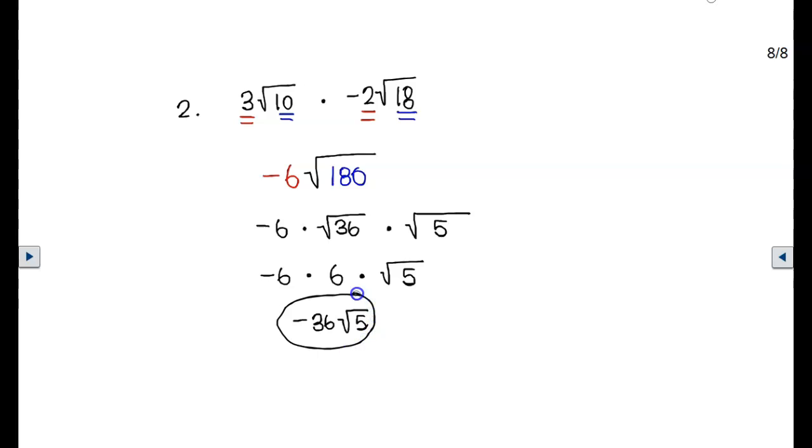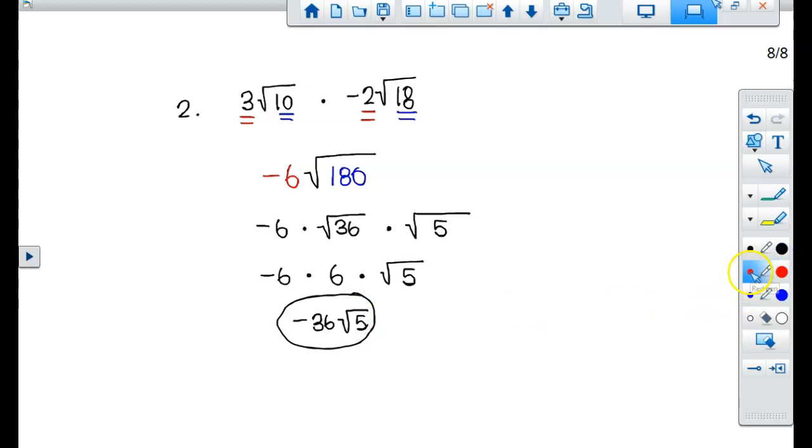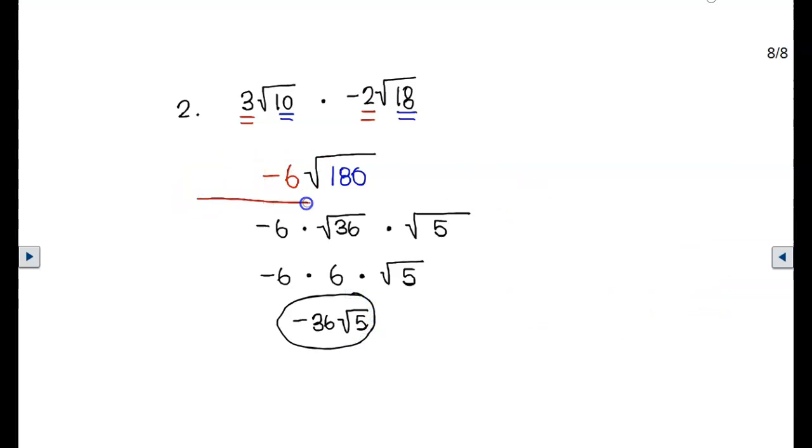So again here, just kind of point out what's going on. Draw this line. Up here is the new step, the new stuff. Outside times outside, inside times inside. And then all of this you should already know how to do. That is just simplifying the square root.